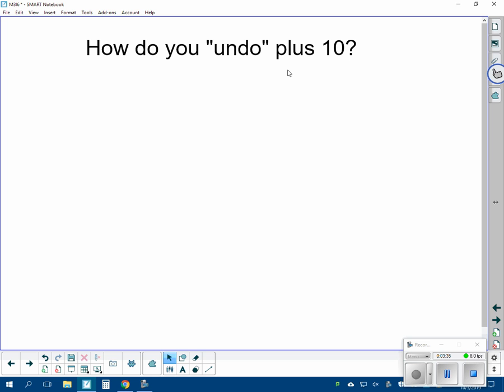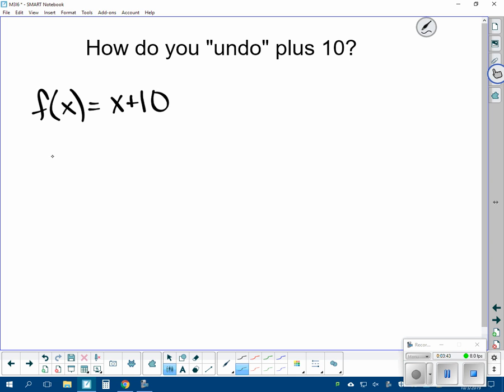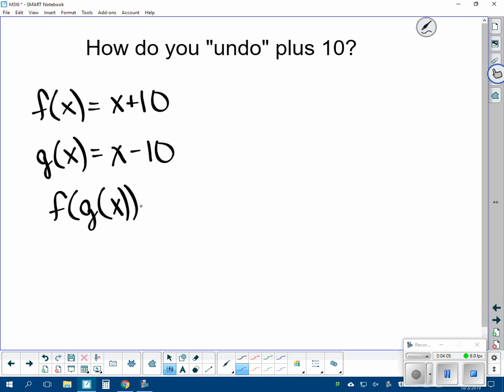Okay, we are all about inverse functions. Remember, this is the last section, the last investigation in this module, so test is coming. All right, how do you undo plus 10? Absolutely. So if you had f of x equals x plus 10, then the way you would undo that would be by subtracting 10. So let's define a separate function, g of x equals x minus 10. Okay, so let's go ahead and compose those. Let's do f of g of x.